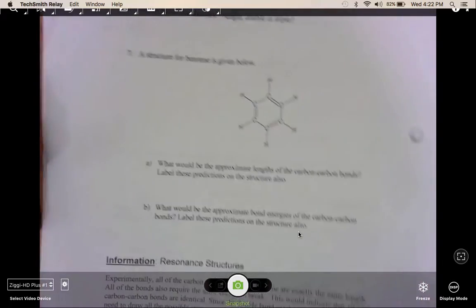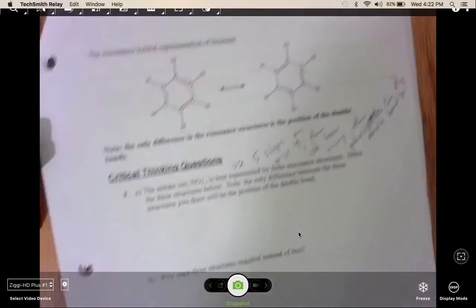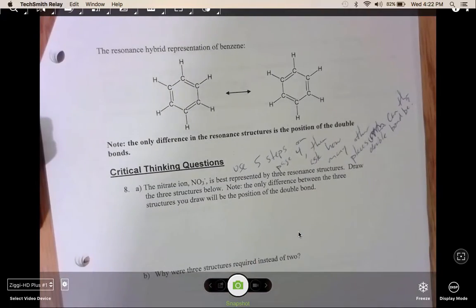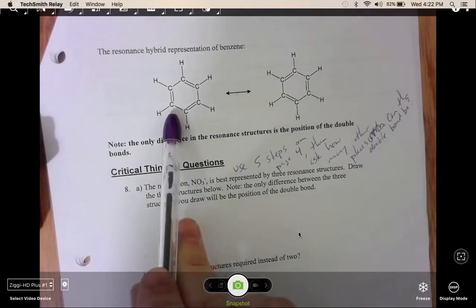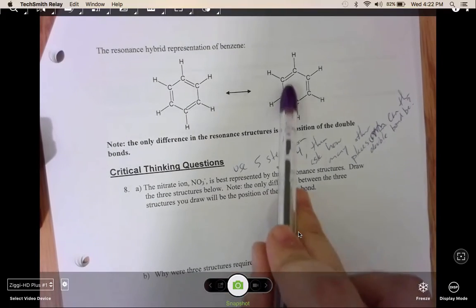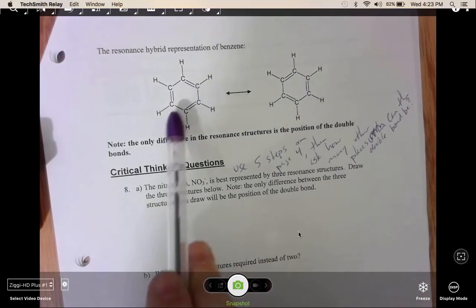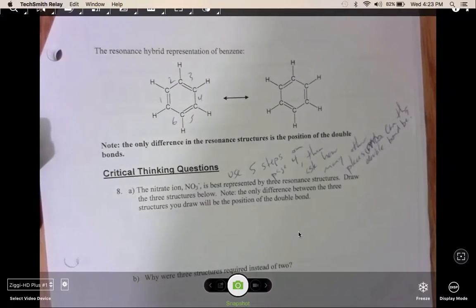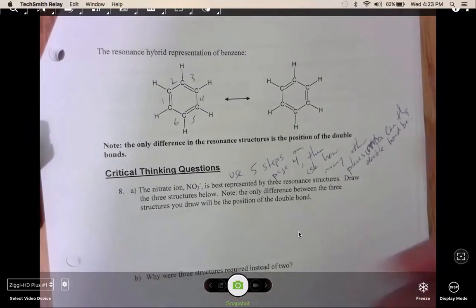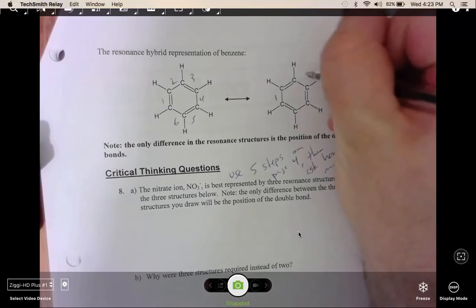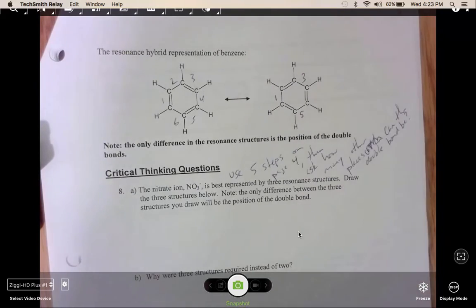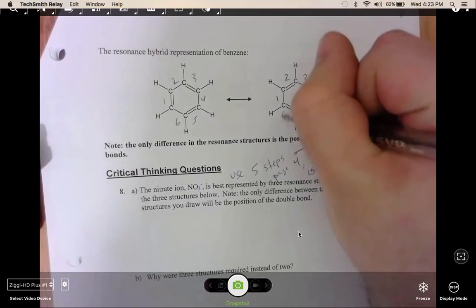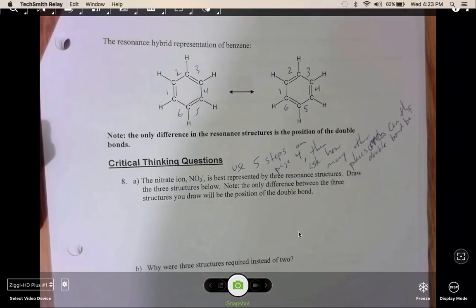So then when we draw resonance structures, they look like this on the next page. Simply, a resonance structure is just redrawing the same molecule with the double bonds in different positions. If we were to label these, we could label them 1, 2, 3, 4, 5, and 6. If you look at the next example, the position of the bonds just changed. So now 1, 3, and 5 are single bonds, and 2, 4, and 6 become double bonds. So all you have to do is just swap the bonds.